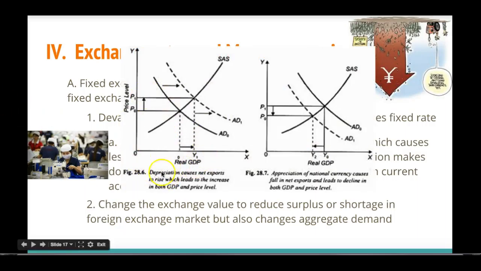So basically, the depreciation of our currency, so when our currency drops in value, increases net exports, which increases aggregate demand. So this will also push us out of a recession. Or on the flip side, appreciation of the currency, so the value of the currency goes up, will also cause net exports to fall and lead to a decline in aggregate demand, which will obviously also fix an inflationary gap.